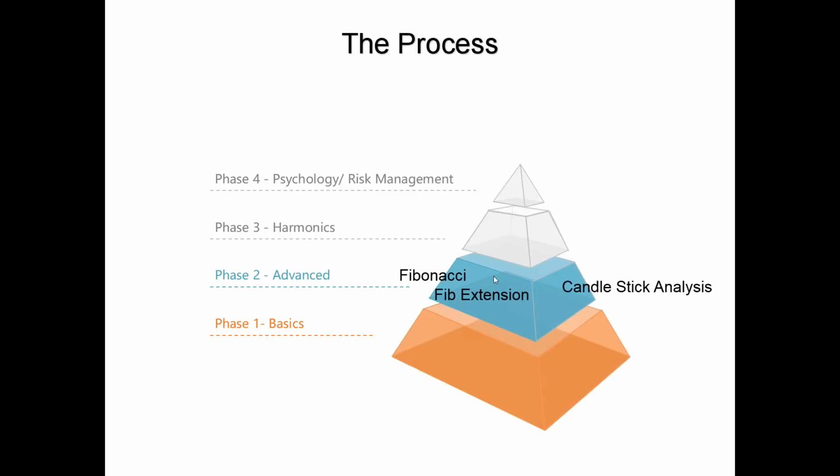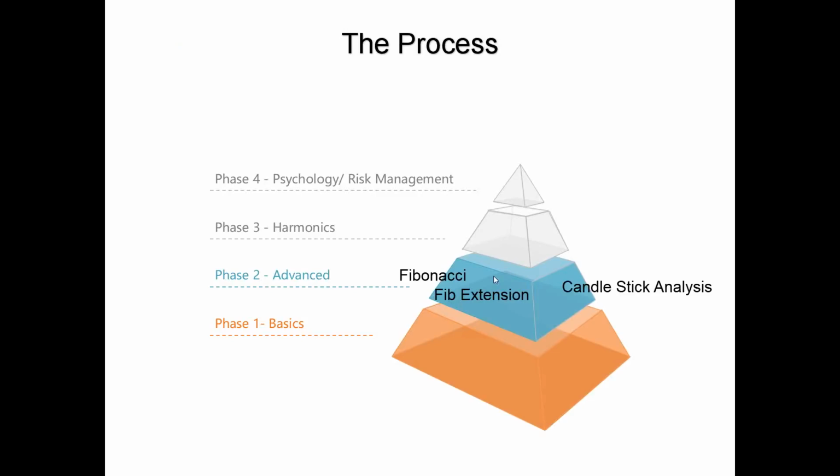And the next one is candlestick analysis, which I'll go into a little bit right now. You're basically going to be looking for the reversal patterns that you have on your candlestick sheets. You're going to look for those reversal patterns at key areas of the market. Key areas meaning harmonic patterns, double bottoms, triple bottoms, head and shoulders. I'll show some examples. But that's candlestick analysis, Fibonacci, Fib extensions. That's phase two, what you need to study after doing the basics.